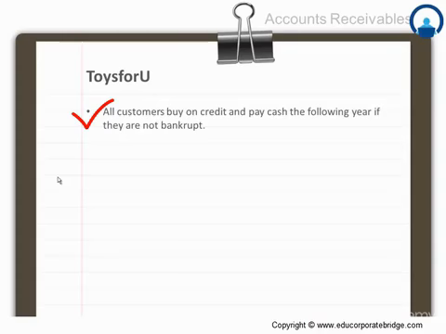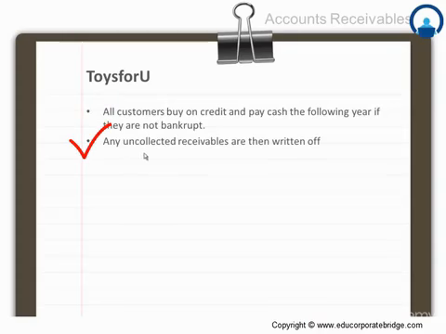Number one, all customers buy on credit and pay cash the following year. So in the first year they buy on credit and pay cash in the following year if they are not bankrupt. Number two, any uncollected receivables are then written off.